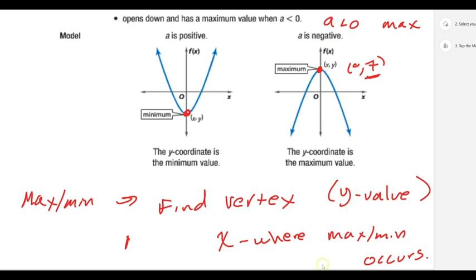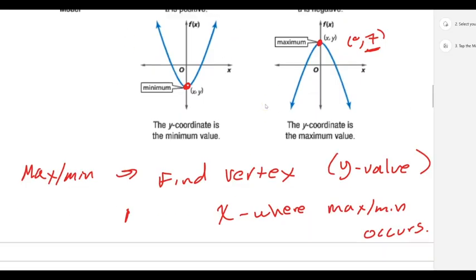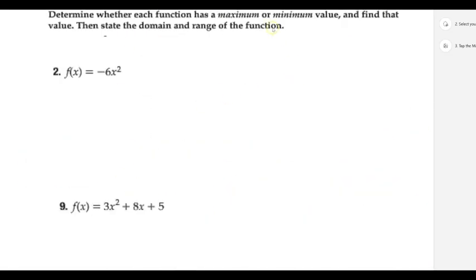Sometimes I might ask you a word problem, physical problems where we have to find the maximum. This problem right here: determine whether the function g has a max or min value, and find that value. Look at this one. a is negative. That means it opens down. This has a max. If I want to find it, let's just find the vertex.